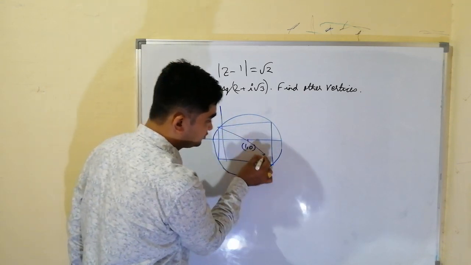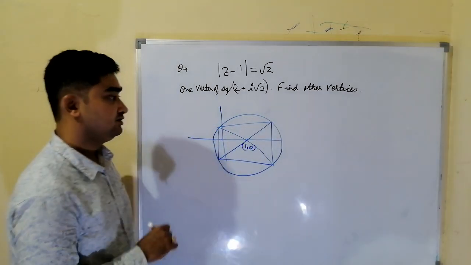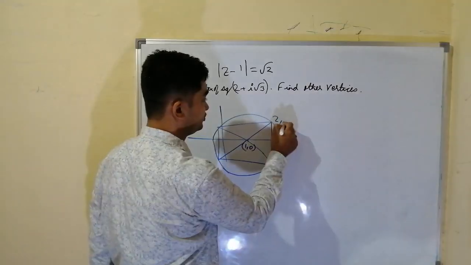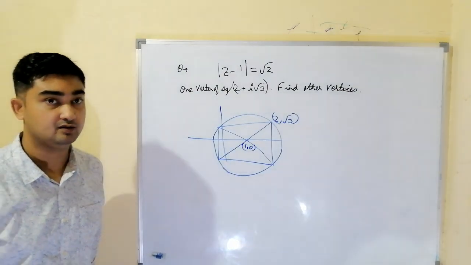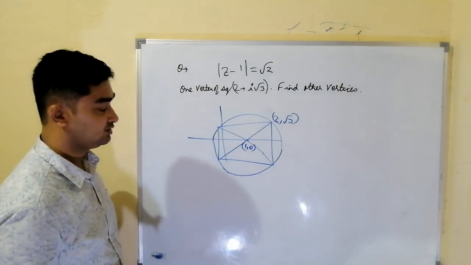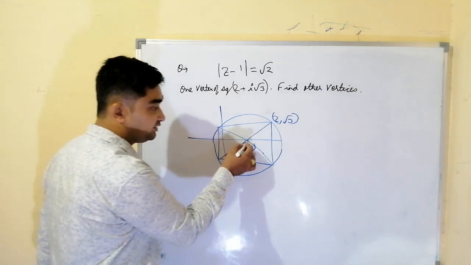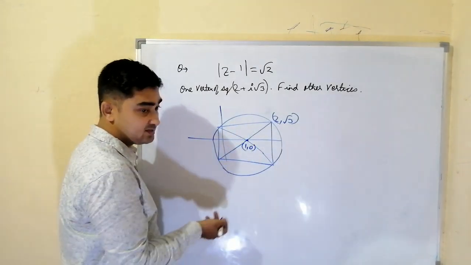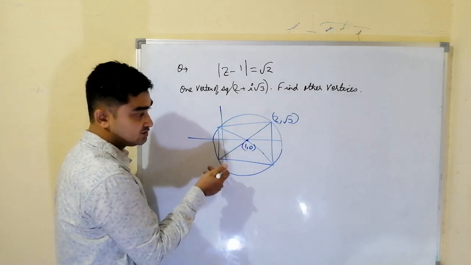Now two diagonals of a square are this and this, right? One vertex is given, that is 2 comma root 3. We have to find the other vertices of the square. We know diagonals bisect each other. So this is the midpoint, center, and this is diameter of circle also.